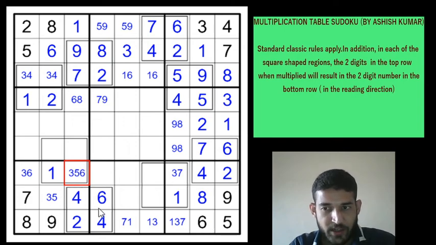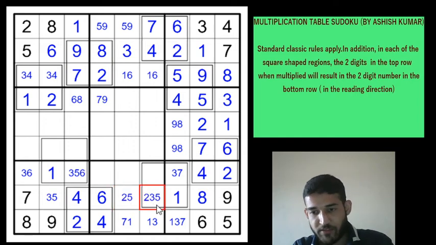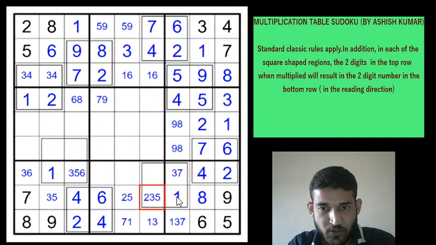So along row 8, 4, 6, 7, 1, 8, 9 have been placed. So 2, 3 and 5 are yet to be placed. So 3 is in column 5. So this is a 2 and a 5, and this will be a 2, 3 and 5, right? Now let's focus on this box again.